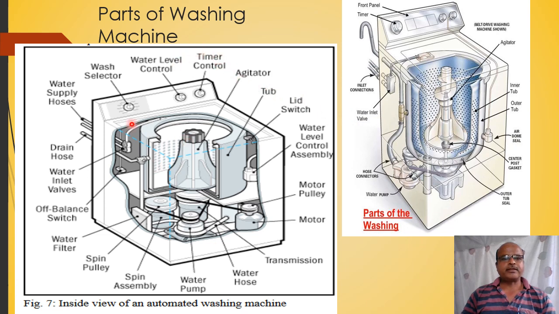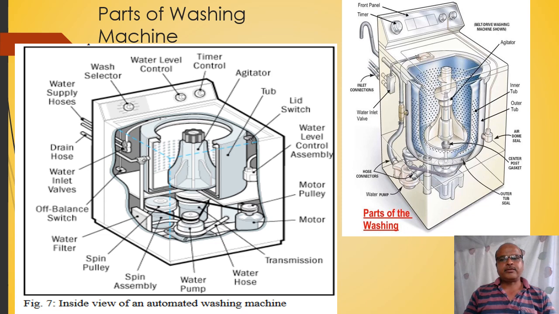So, different parts of the washing machine. This figure gives in detail what the different parts of the washing machine are. So: wash selector, water level control, time controller, water supply hoses, drain hose, then water inlet valve, then off balance switch, water filter, spin pulley, then spin assembly, water pump, water hose, HOAC hose, then transmission, motor pulley, then water level control assembly. This is a control assembly to control the water.